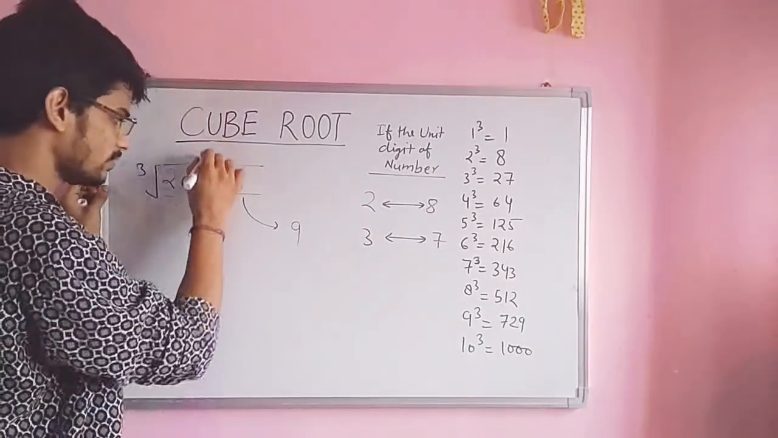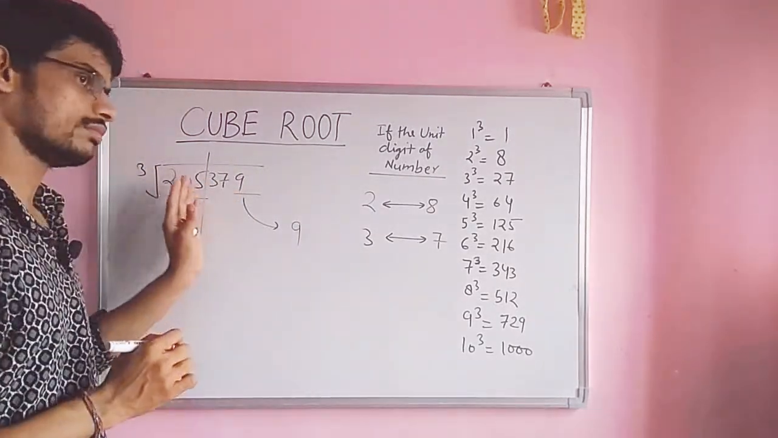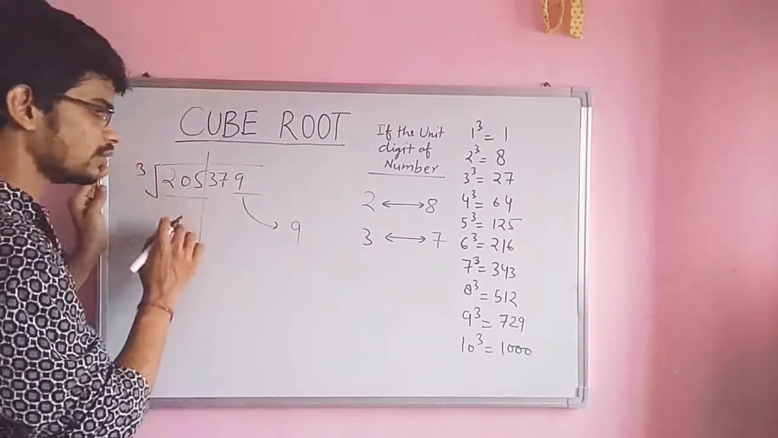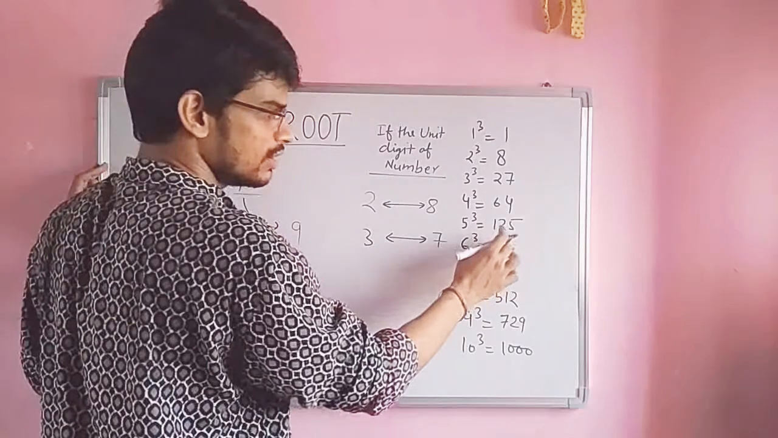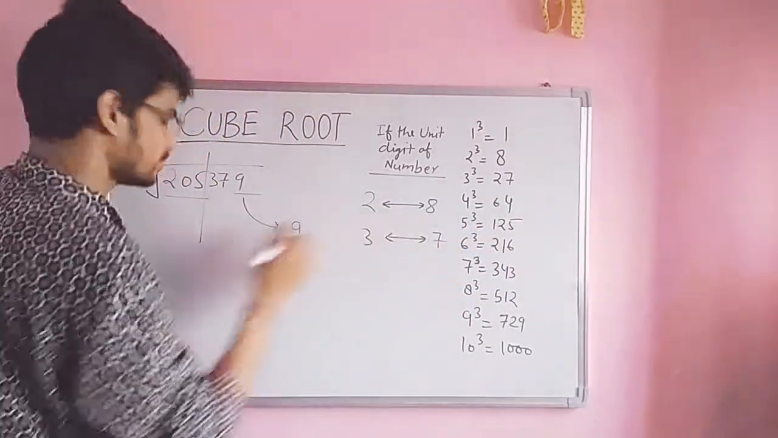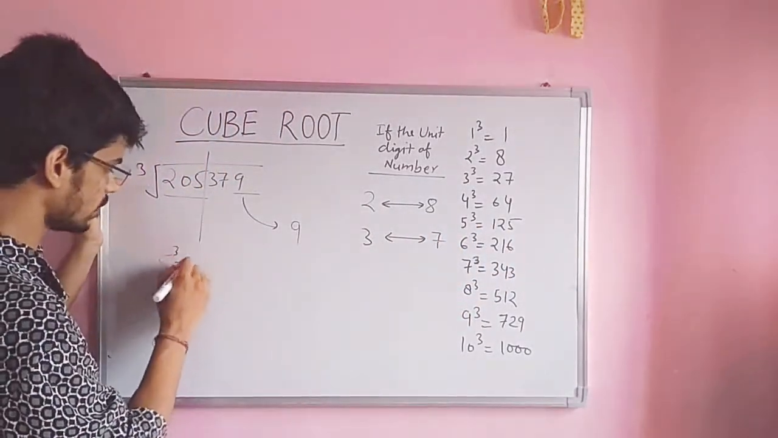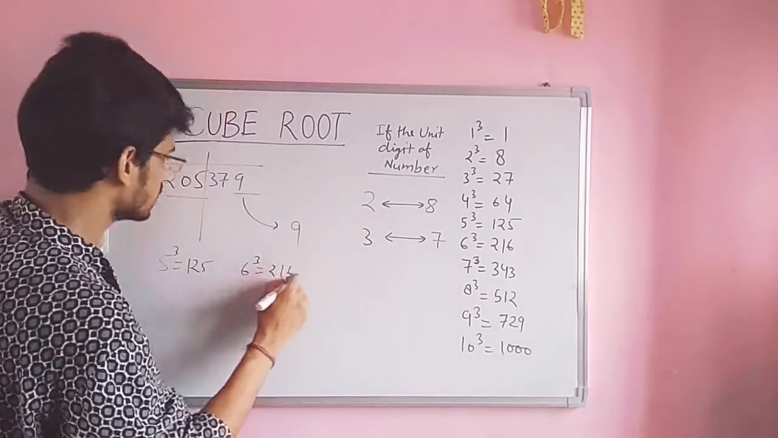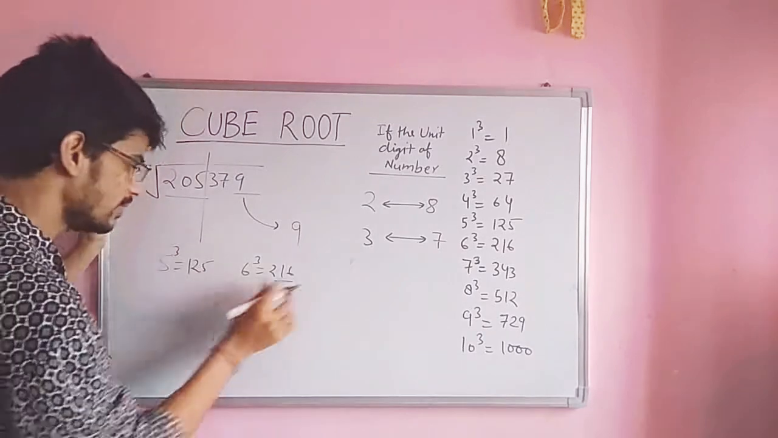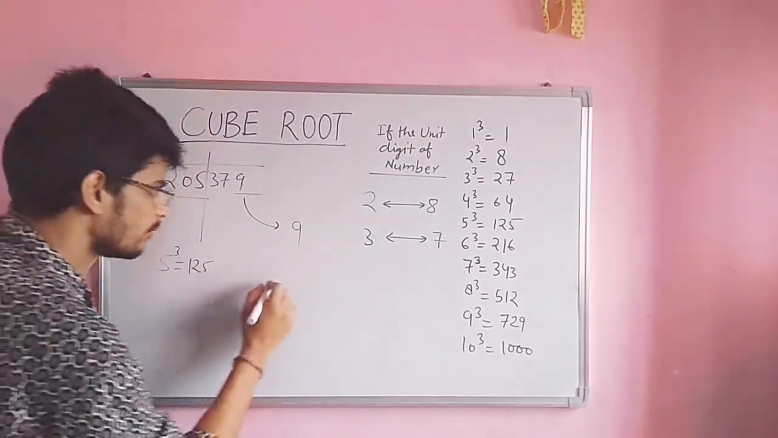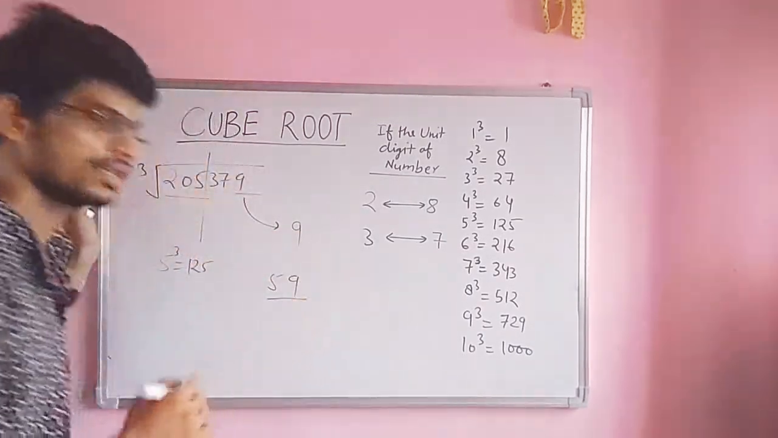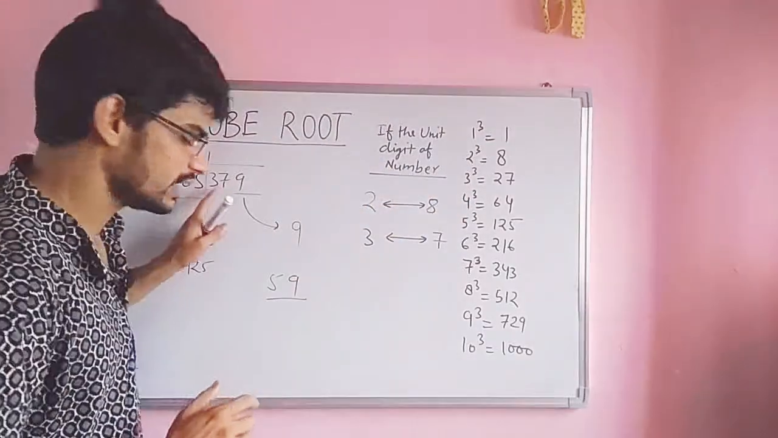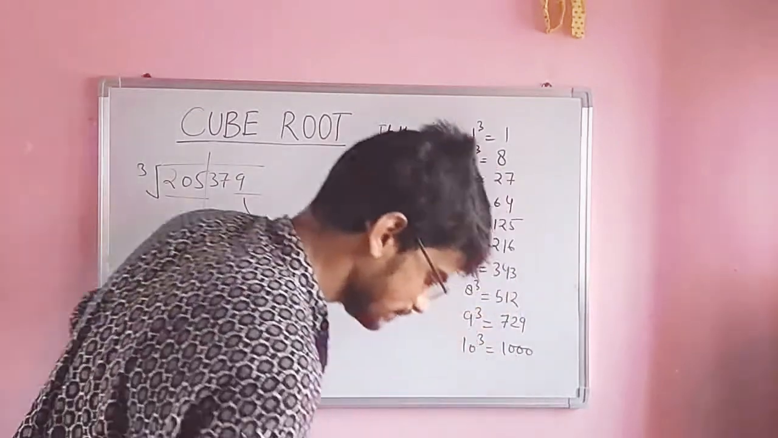Now consider the first 3 digits, because we leave the last 3 digits. Now 205 comes under which condition? 5's cube is equal to 125. Here 6's cube is how much? 216. 216 is greater than 205. That's why we consider 5. So 59 is the cube root of what? 205379.